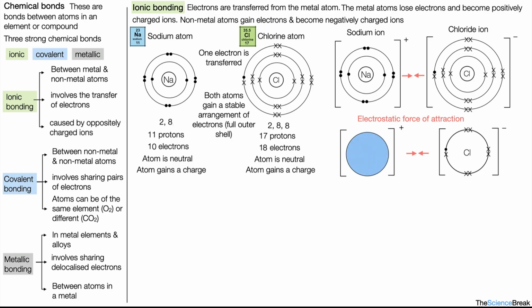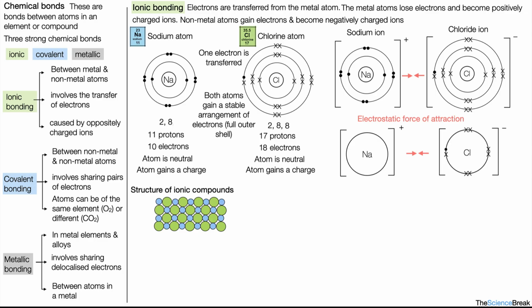Let's simplify the structure of those ions further so we can see the structure of the compound sodium chloride. So there's just 2 ions in the structure, but sodium chloride doesn't just have 2 ions in its structure, it has many. So that's it drawn out there for us.